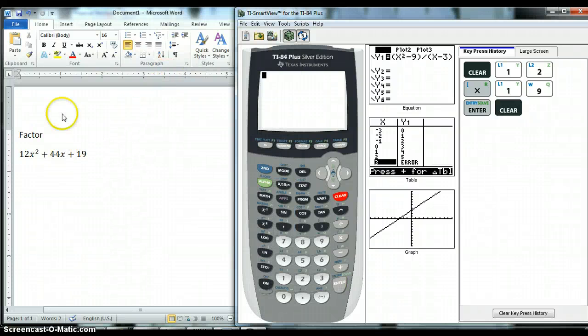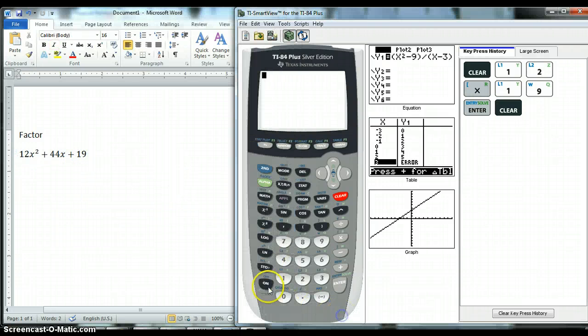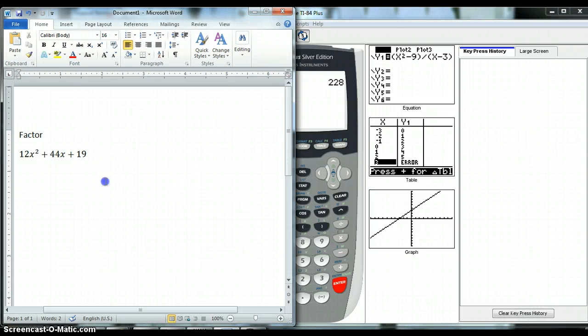I'm going to show you how to use your calculator to help you find the factors for long key factoring. So the first thing we're going to do here is multiply. To do long key factoring, we multiply the first term, the 12, by the 19. So we're going to multiply 12 times 19, and we get 228. So we want to find the factors of positive 228 that add to the middle term, which is 44.